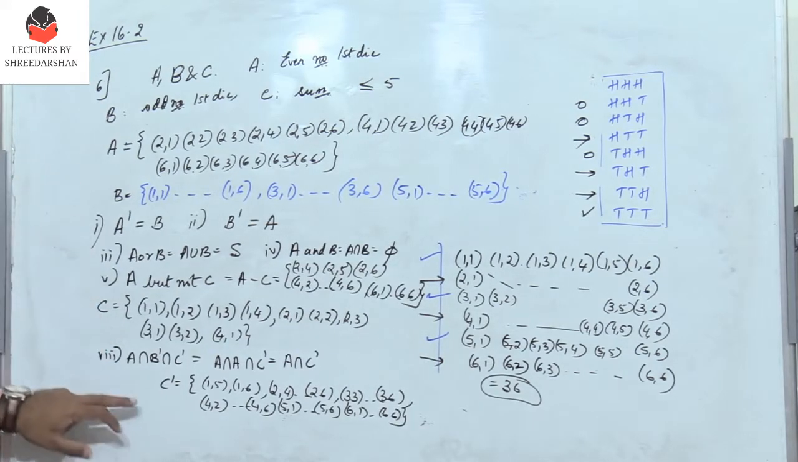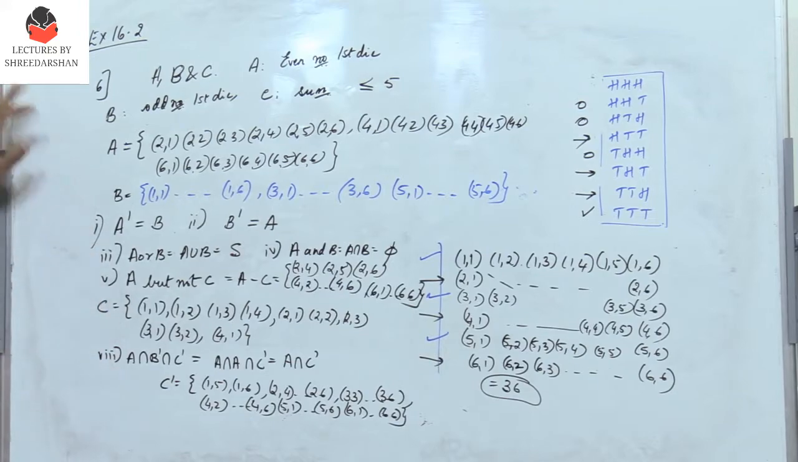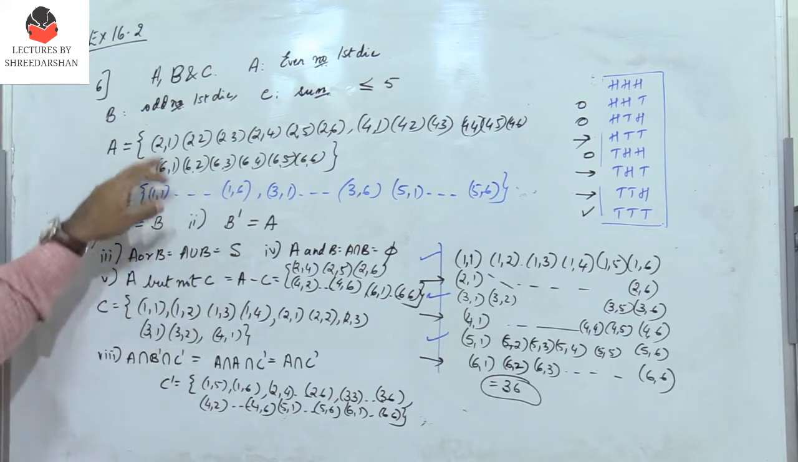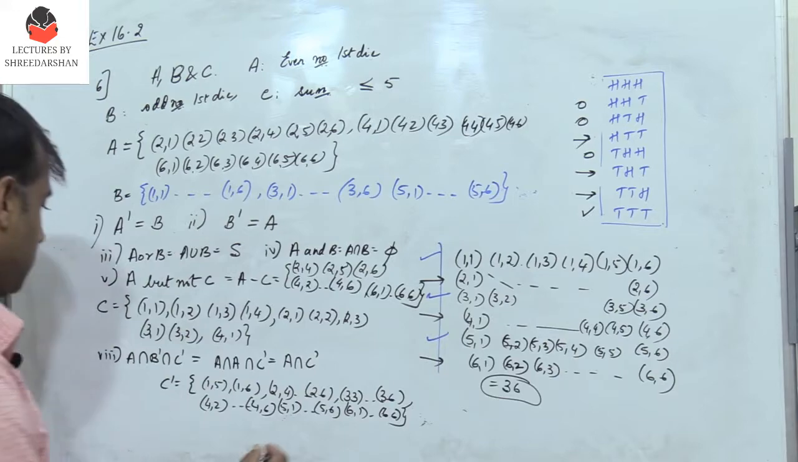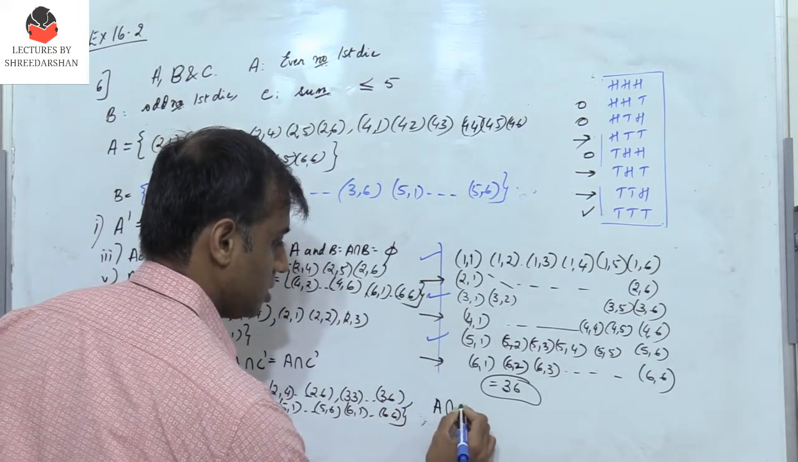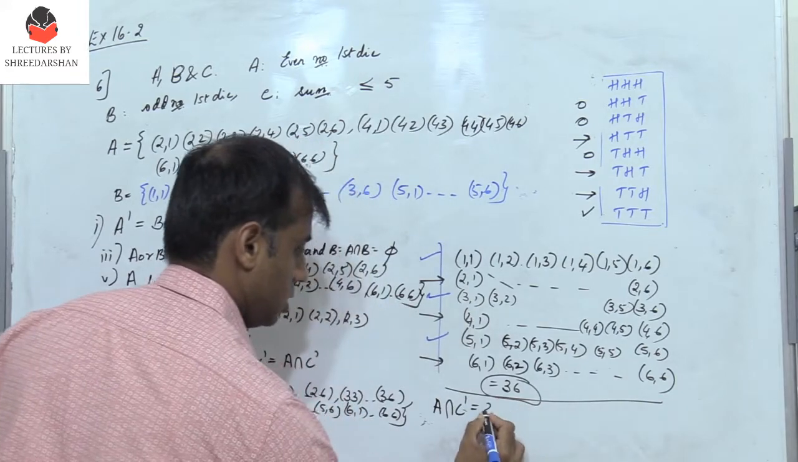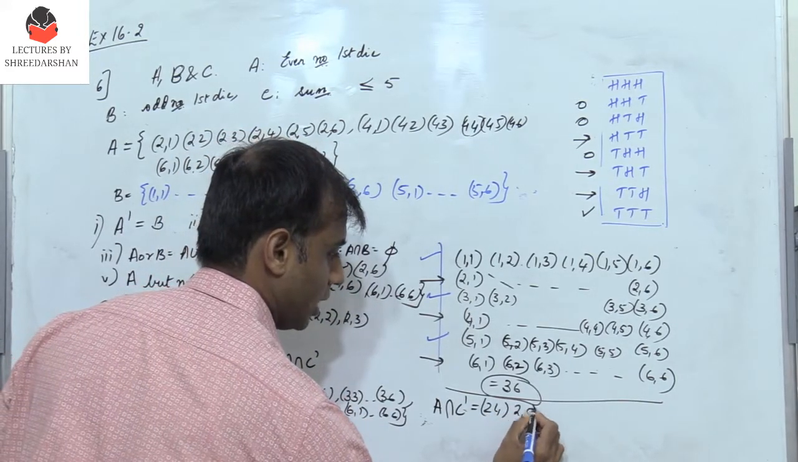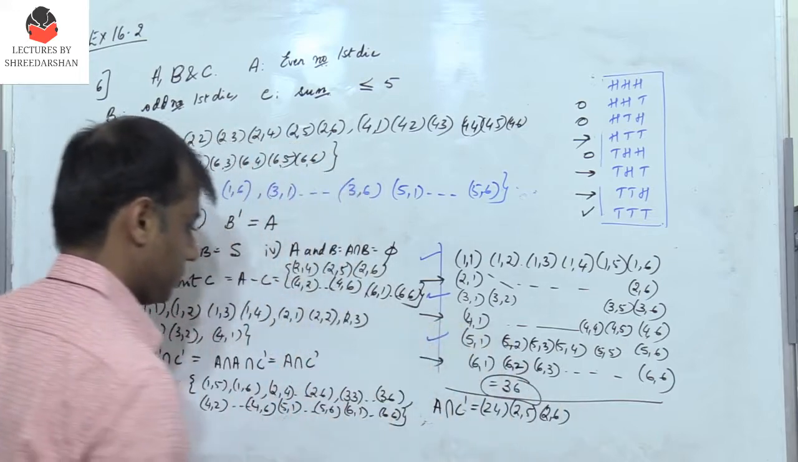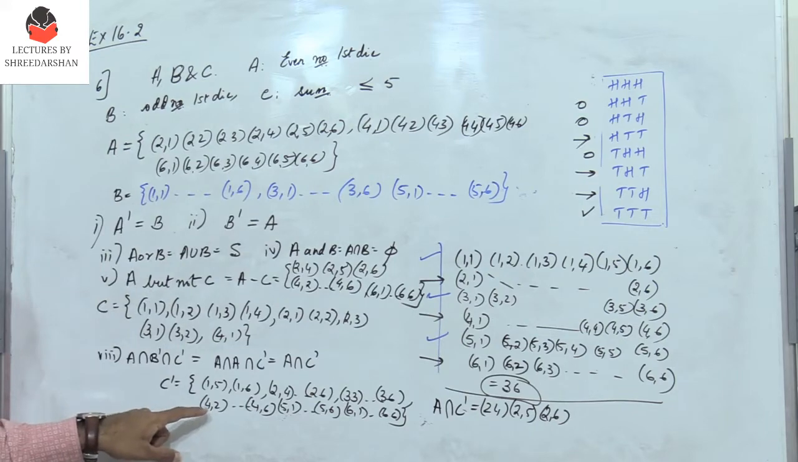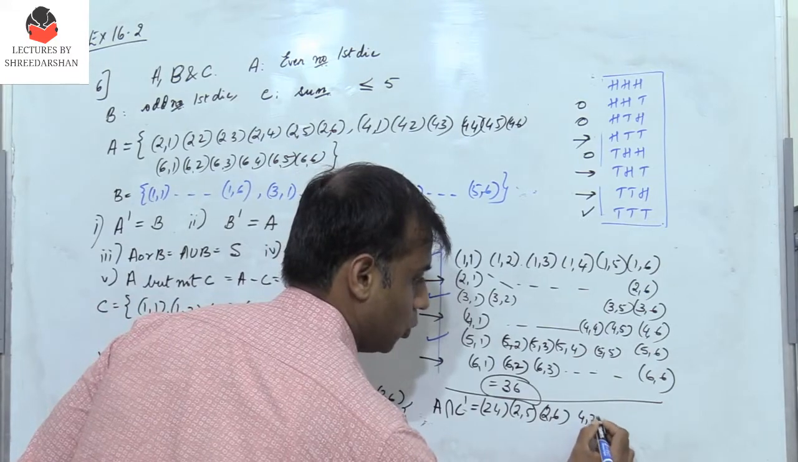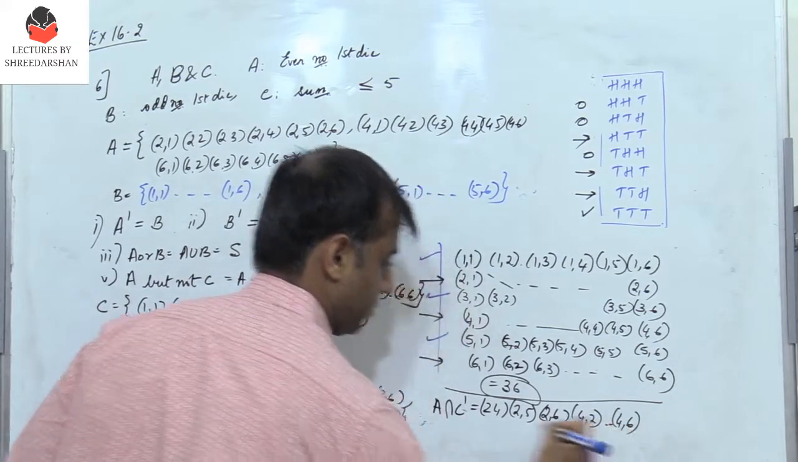Now, what is common between A and C dash? Just check, observe. So you have 1,5, 1,6 is not common, right? Then you have 2,4, 2,5, 2,6, which is common. So therefore, A intersection C dash is 2,4, 2,5, 2,6. Then is anything present starting with 3? No. What about 4? Yes, 4,2 to 4,6. So I'll write this as 4,2 to 4,6.